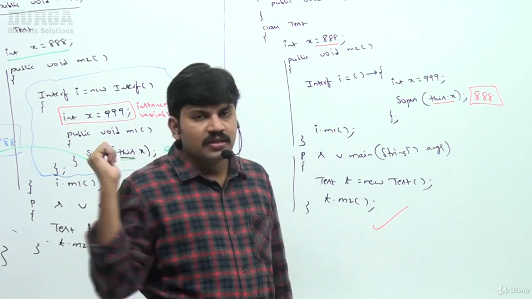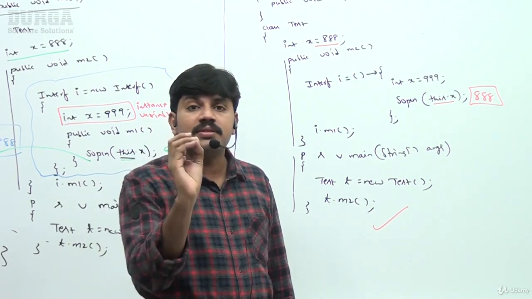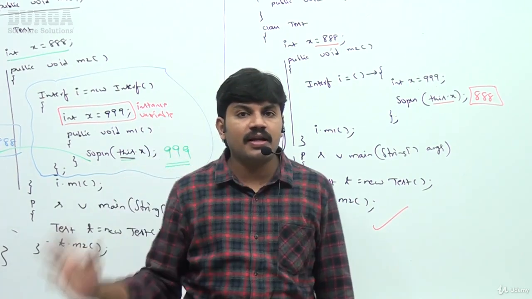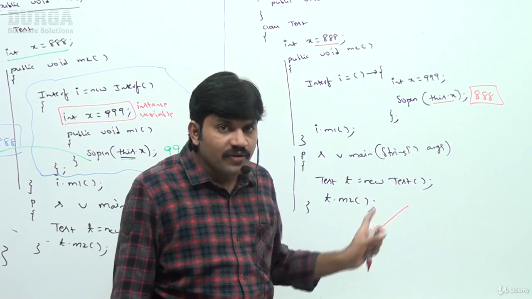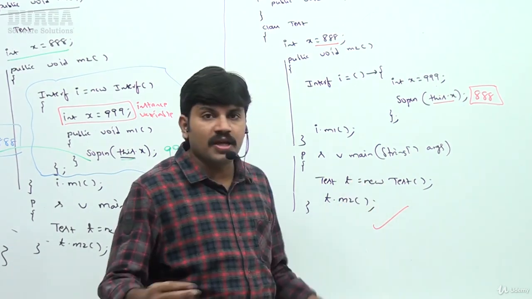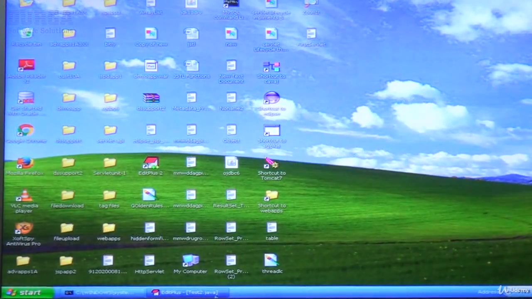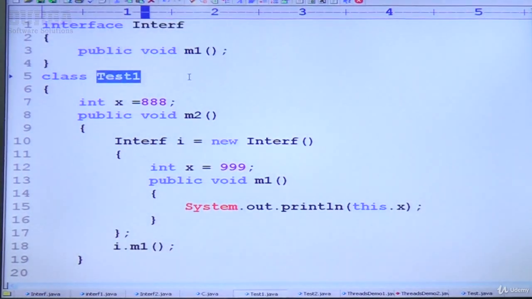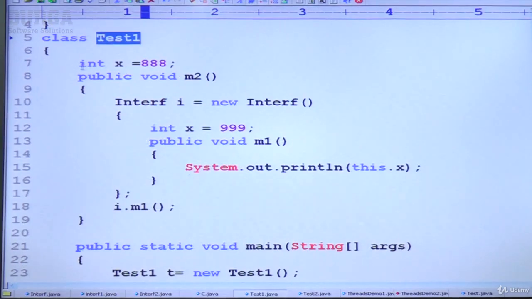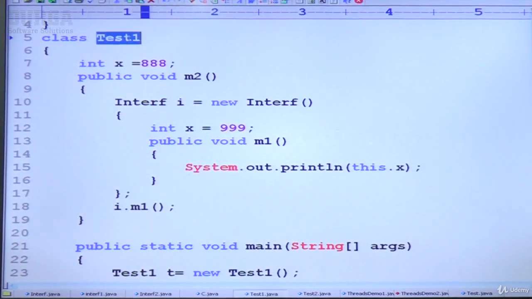Clear for all? Let me execute this and show the output. This behavior is very different in the anonymous inner class and the lambda expression. I will execute this program so that you can get it clearly. Just observe the program. Here I have an interface, and I am taking class Test1 instead of Test. int x = 888 is the instance variable of the Test1 class.